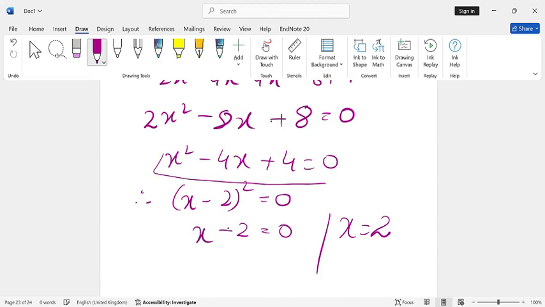Now I'm putting the value of x in this equation, where we have 4x minus 14. So I'm going to put the value over here. We have 4 into 2 minus 14. We get the value of y.